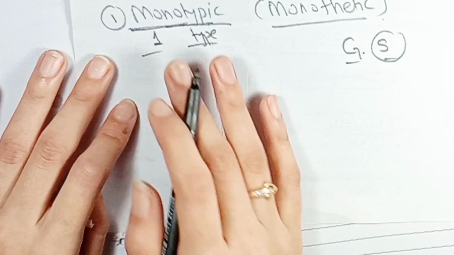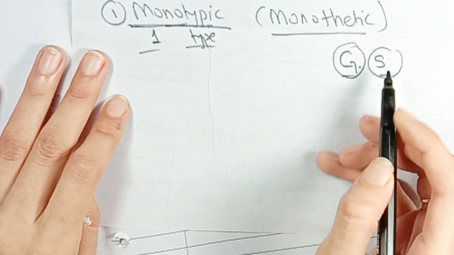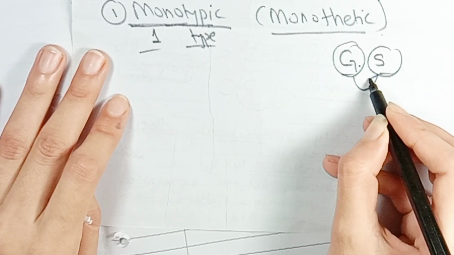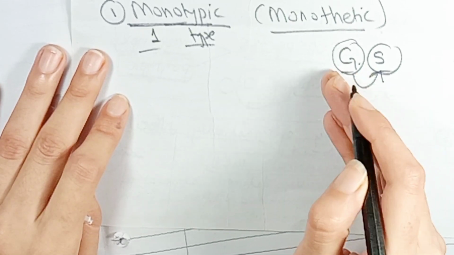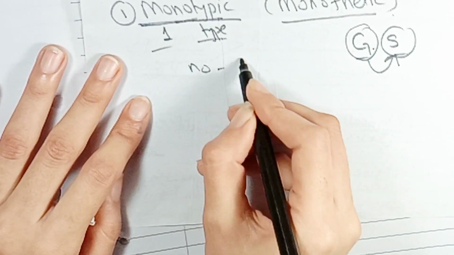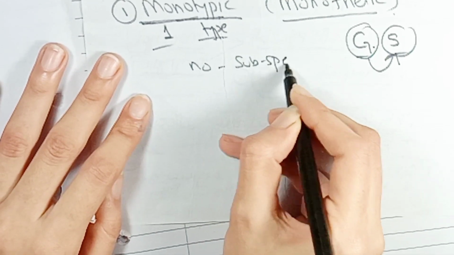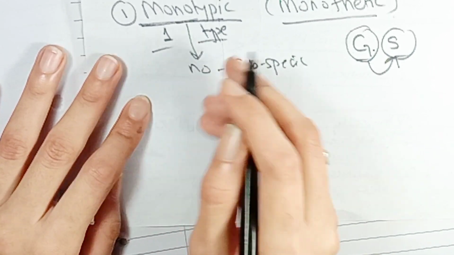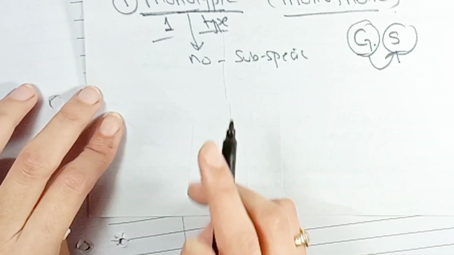Or we can say that when a genus includes only a single species but not any subspecies, that is known as a monotypic species, meaning only one species in the genus.